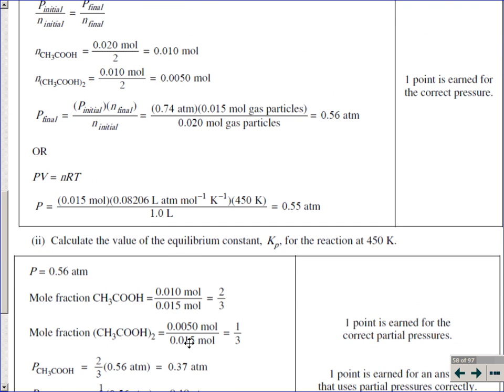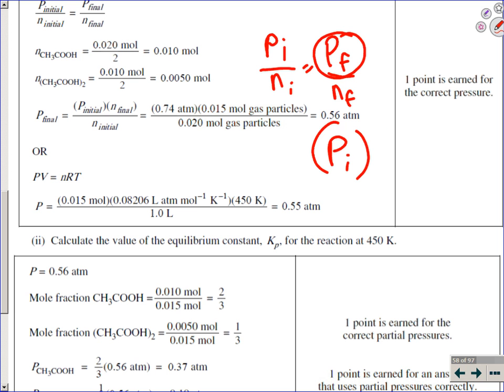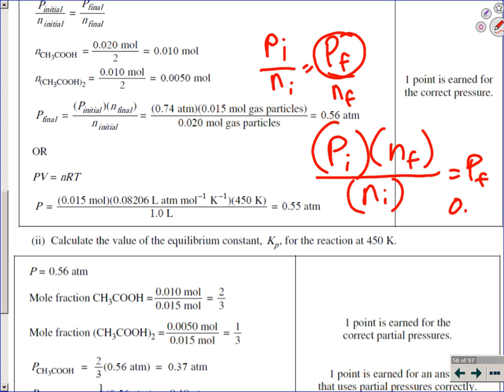So when you did P initial over moles initial equals P final over moles final, and you're solving for pressure final, you're doing P initial times moles final over moles initial, and that gives you P final, which was 0.56 or 0.55 atmospheres. And so this is at equilibrium. And since it's at equilibrium, we're going to utilize that in the equilibrium expression setup. Hard. I think this was a hard 4-point question.